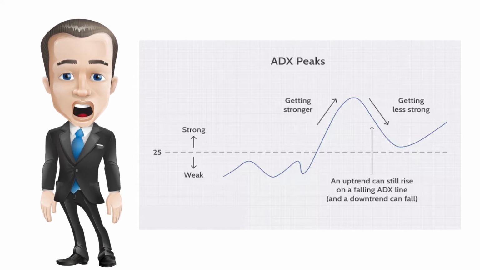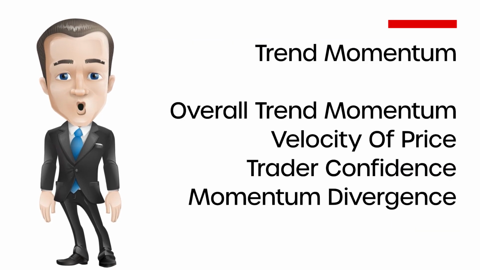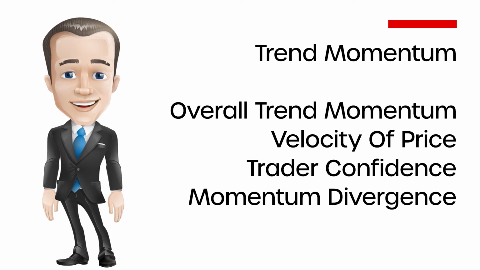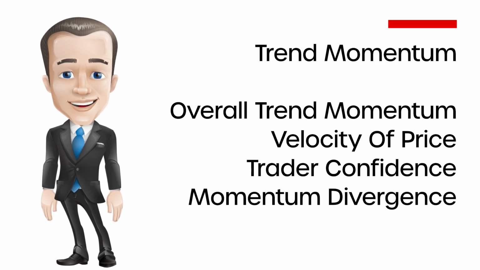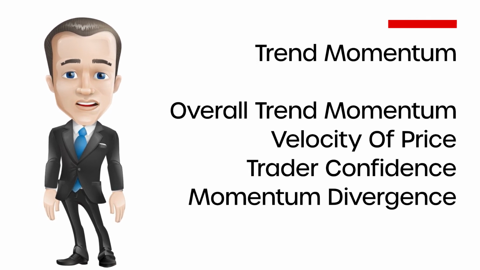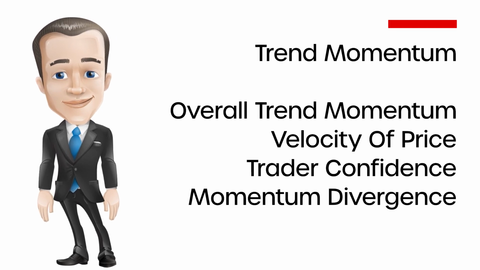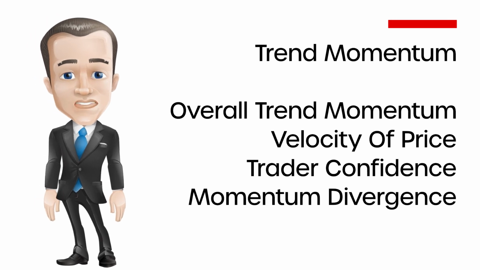less strong trend. Trend momentum. The series of ADX peaks are also visual representations of overall trend momentum. ADX clearly indicates when the trend is gaining or losing momentum. Momentum is the velocity of a price. A series of higher ADX peaks means trend momentum is increasing. A series of lower ADX peaks means trend momentum is decreasing. Any ADX peak above 25 is considered strong, even if it is a lower peak.